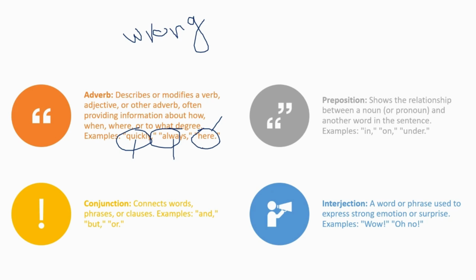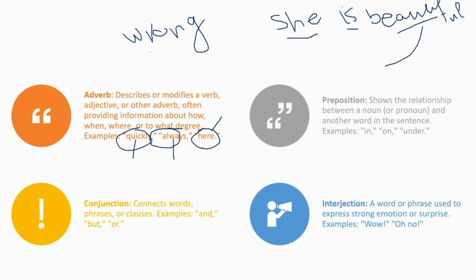So let me take an example. She is beautiful. For example, I hope you will be able to understand. She is beautiful. Sorry for my writing, it is difficult. So, okay, she is beautiful. She is a pronoun, is a verb, and beautiful. So who is beautiful? It's she. So beautiful is qualifying, it's modifying she. So she is beautiful.